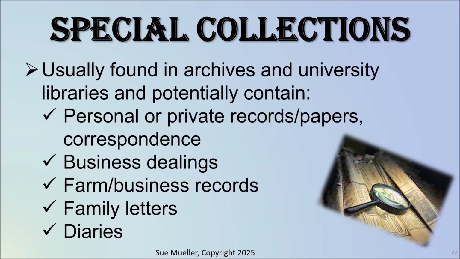But you may find clues to business dealings and farm and business records. And even though your ancestor was a farmer, he may have had another business. So when you're looking at, say, the business schedules that were available in the late 1800s, you may want to check because he may have had a tanning business, or he may have had a grist mill or something like that. If you're lucky enough to have family letters and diaries, I mean, have at it.